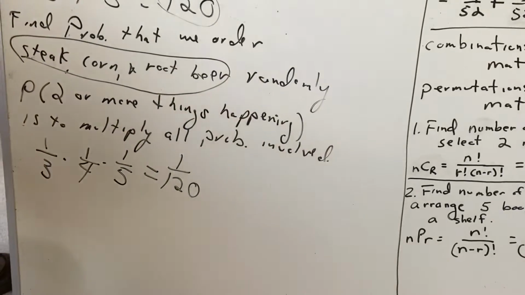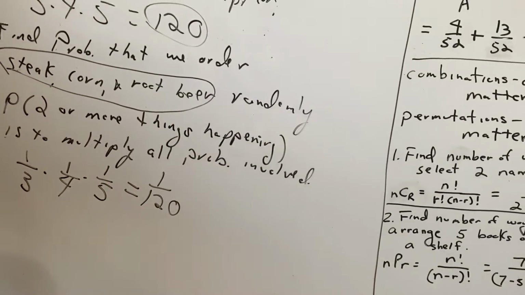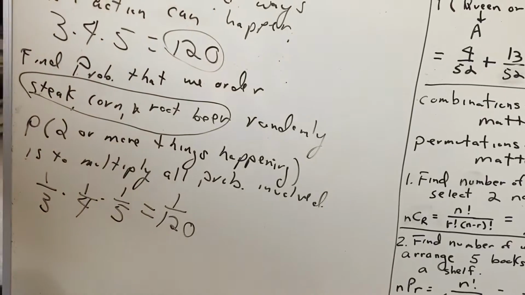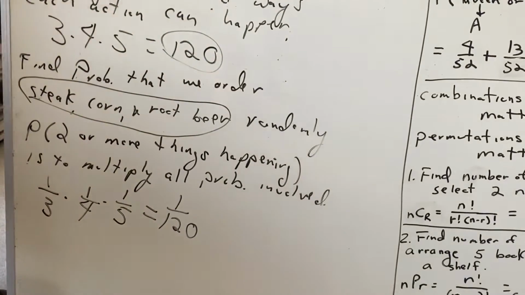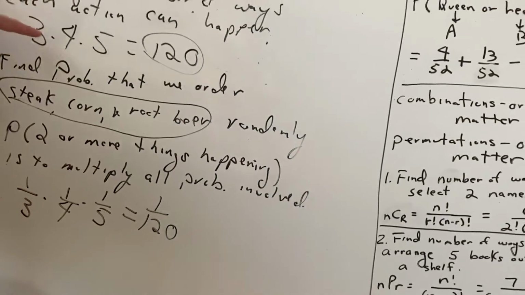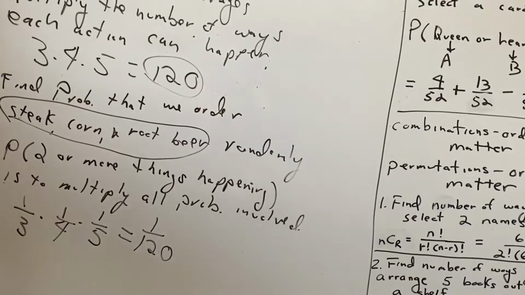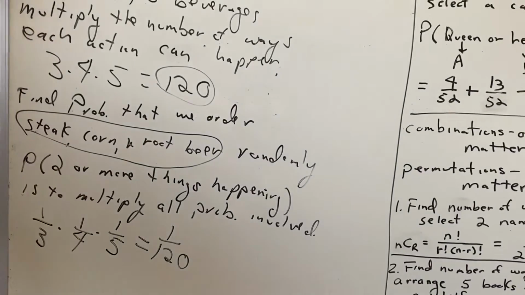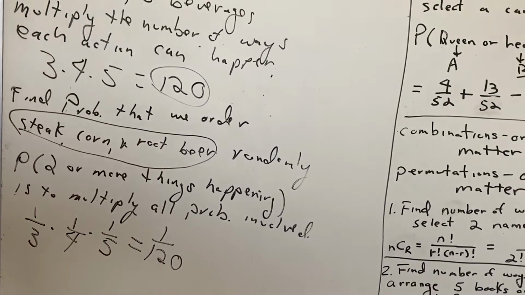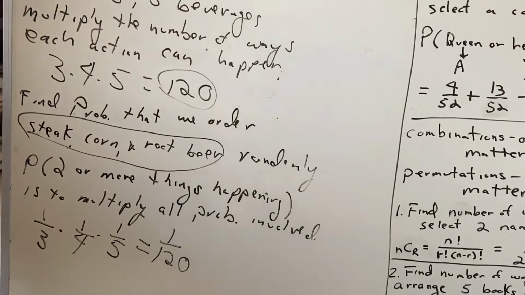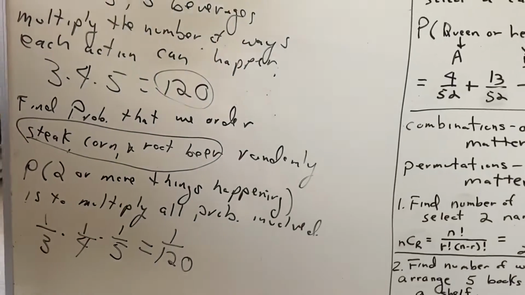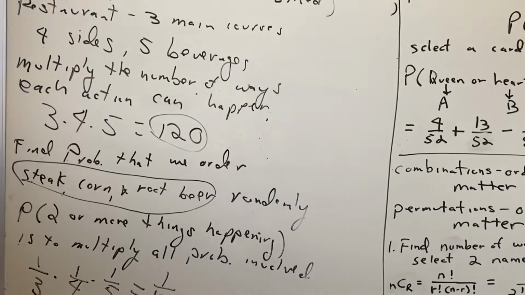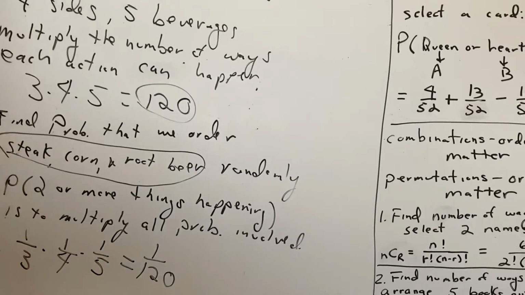What I had started to say earlier was that I was trying to tie in the fundamental counting principle with probabilities, and I wanted to alert you to mistakes that I often see. You see these 3, 4, and 5 occurring, with two different ways of arriving at this 1 out of 120. Let's go over them both because it's very important. One way is to look at it in terms of sample size. There are 120 different possible combinations of courses, sides, and beverages, and steak, corn, and root beer is one of them. So it's 1 out of 120, the idea of equally likely outcomes.